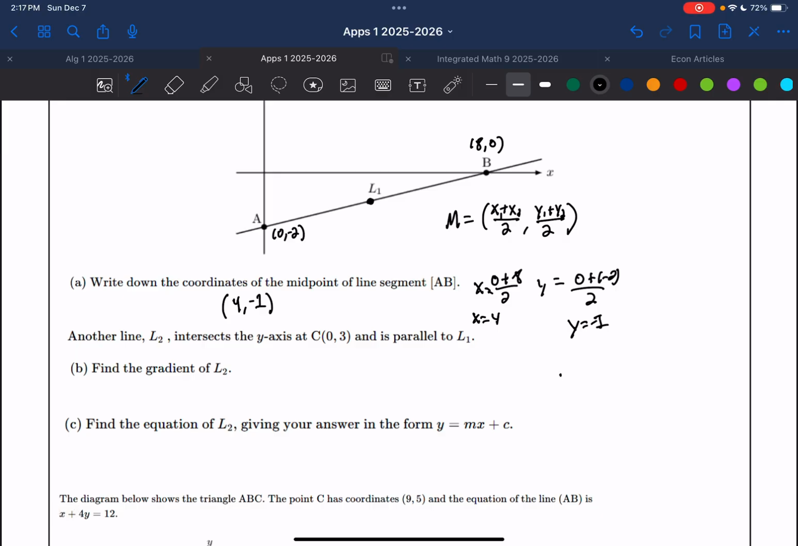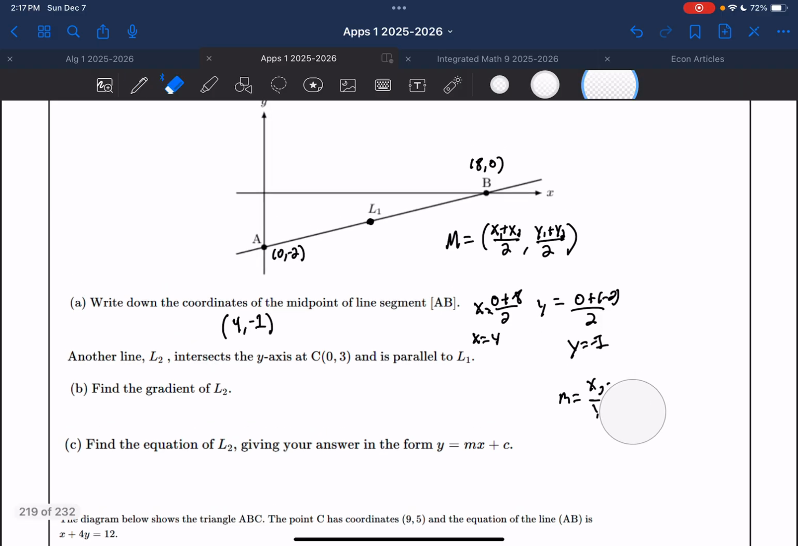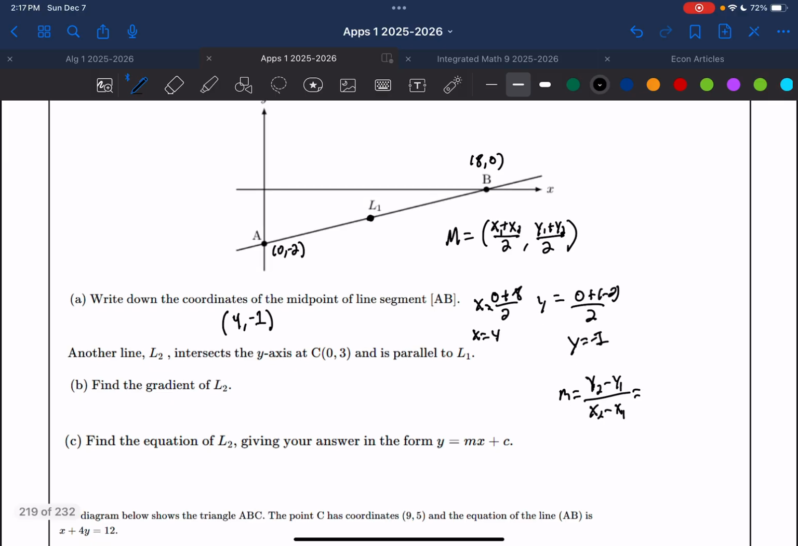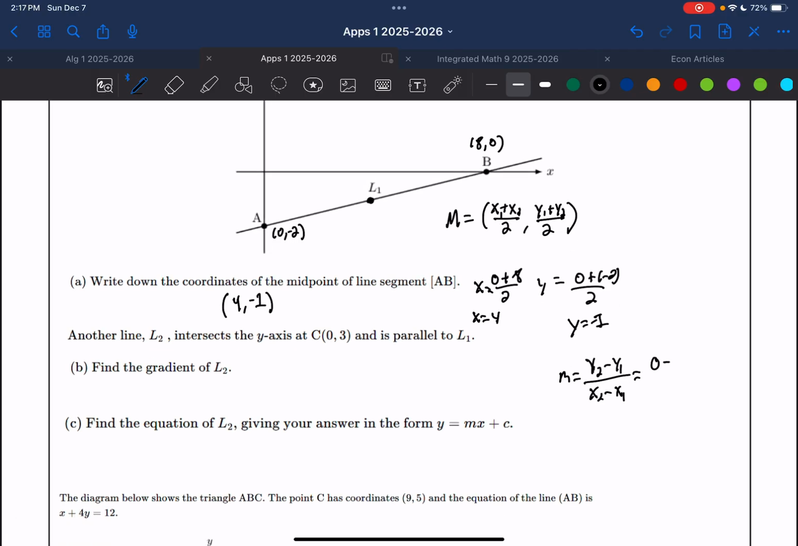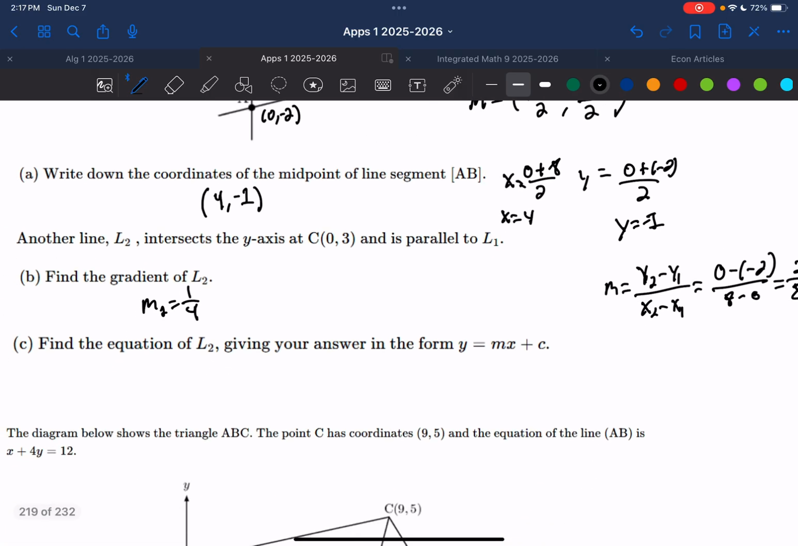So for the gradient there, we're going to use our slope formula, right? Let me write that formula. It's going to be (y2 - y1)/(x2 - x1), change in y over change in x. So it's going to be (0 - -2)/(8 - 0), which is going to become positive 2 out of 8, or 1/4. So that's going to be the gradient of our L2.